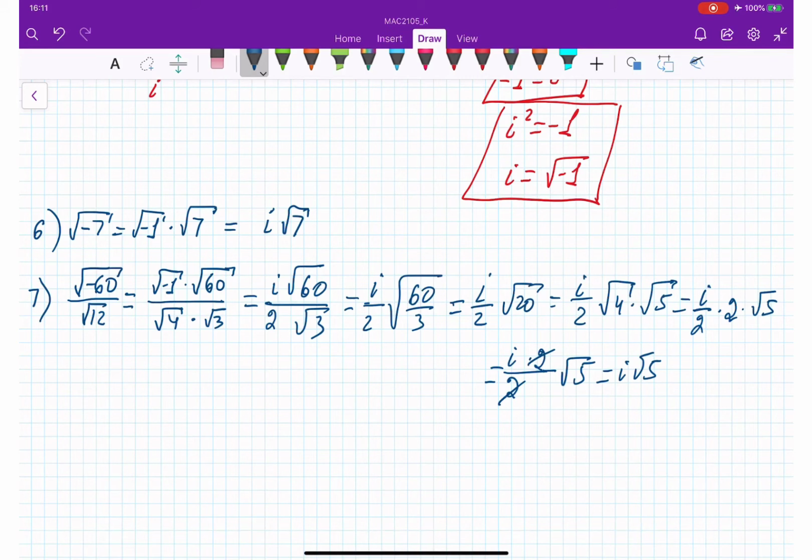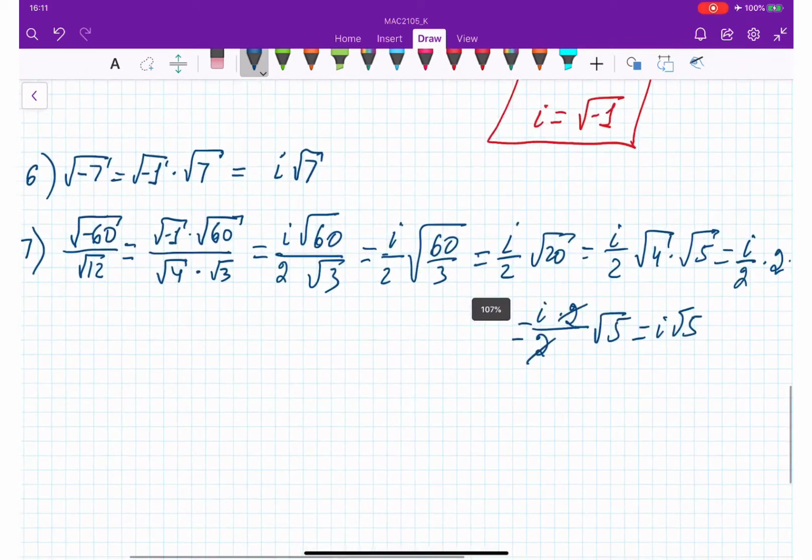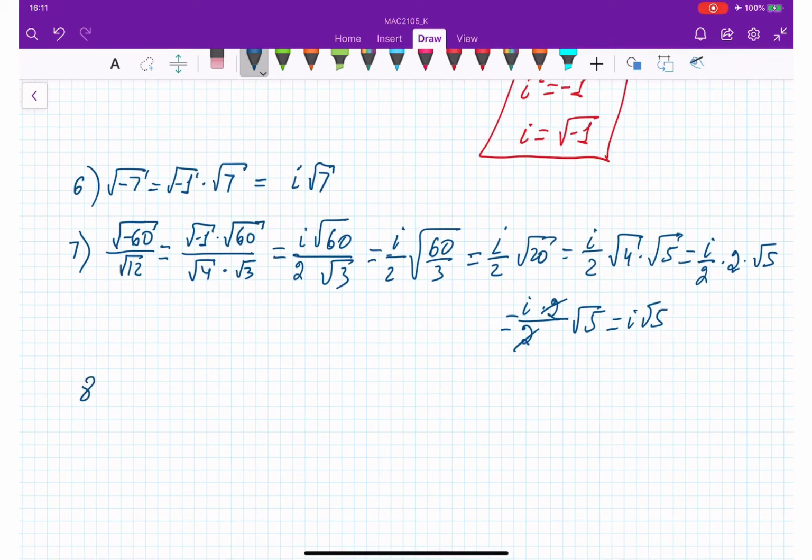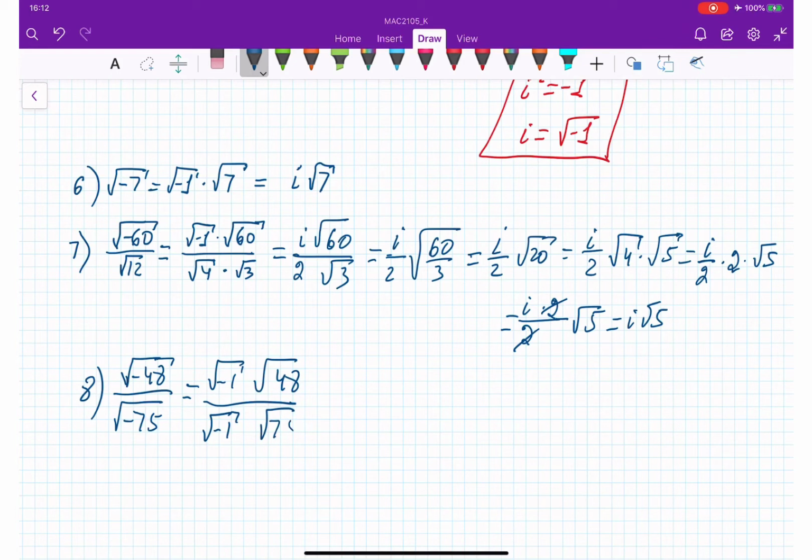Question number 8. We have the following complex number: square root of negative 48 over square root of negative 75. Okay, let's see how we're going to solve this. You cannot take negative by negative is equal positive and put both of them under one square root. You cannot do that. What you can do is break it down: negative 1 square root 48, and also negative 1 square root of 75.